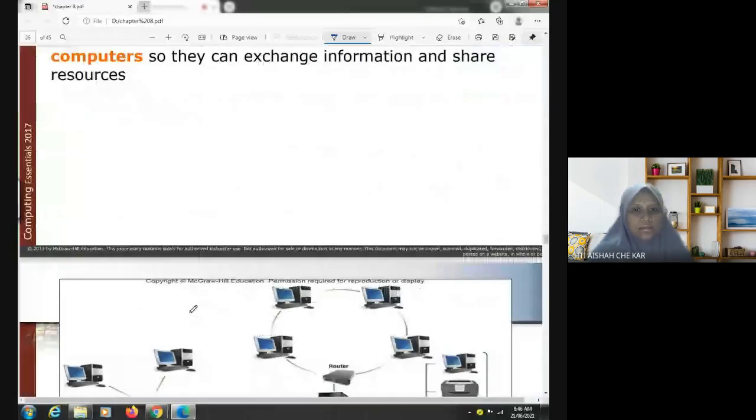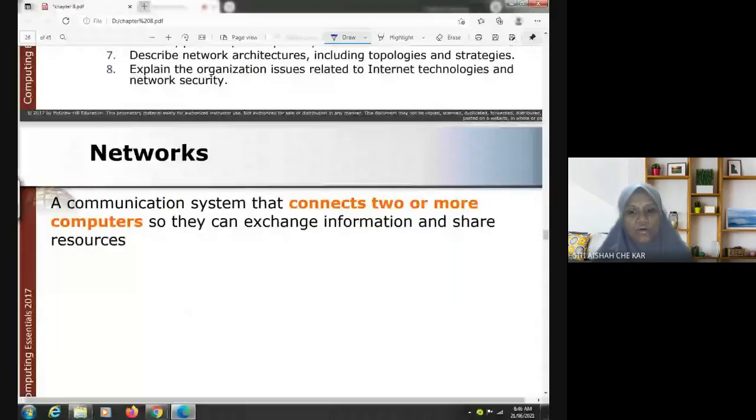Okay, a network. When we want to communicate with more than two, when we want to communicate with other computers, automatically we need a network. Network ni jaringan lah. Okay?